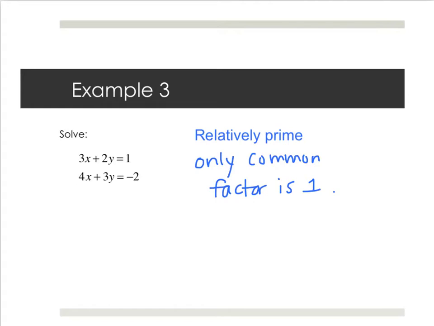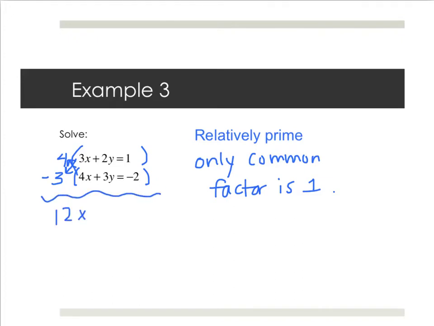So what we're going to do instead is crisscross the coefficients. We're going to multiply the entire top equation by the coefficient of the x term in the bottom equation, and the entire bottom equation by the coefficient of the x term in the top equation, and to boot, we're going to make one of them negative. So we crisscross the coefficients and make one of them negative. Now let's look at what that gives us when we multiply it out.